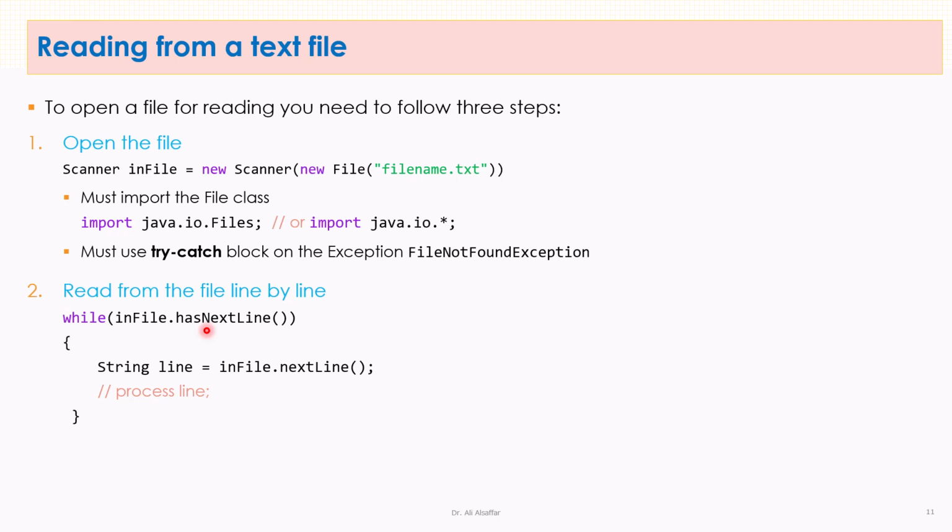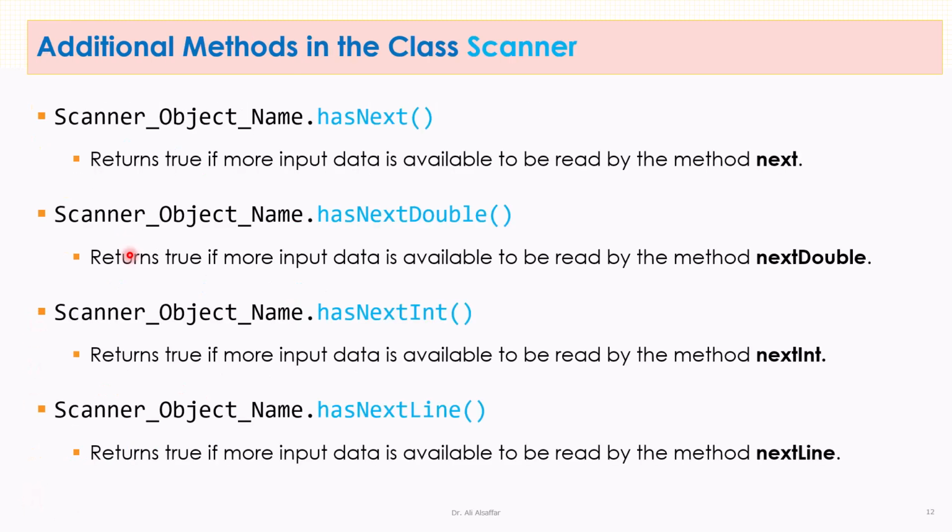And after reading from the file line by line, you need to think about how to process this line. Maybe you want to print it, maybe you want to process it for any reason. And then after we exit from the loop, that means we have reached the end of file. Then in the last step, we close the file. So these are the three steps that we need to follow if we want to open a text file for reading. First, we open the file. Second, we read from the file. Third, we close the file.